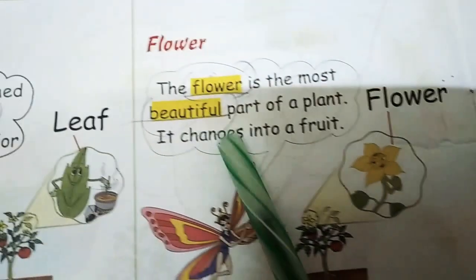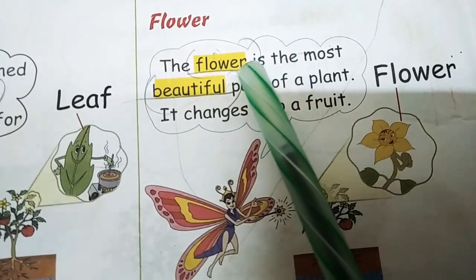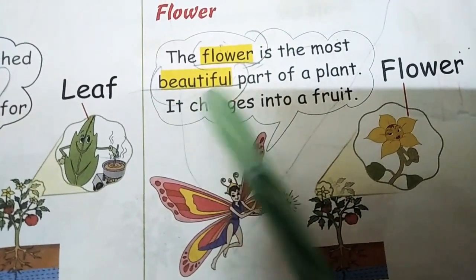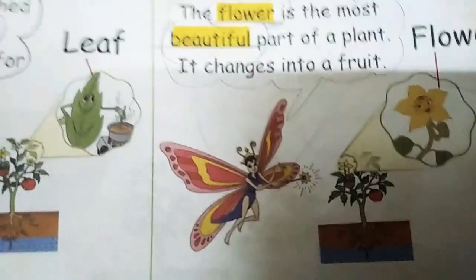Now the next part is flower. The flower is the most beautiful part of a plant. Yes or no? Yes, it changes into a fruit. So here these are the flowers.